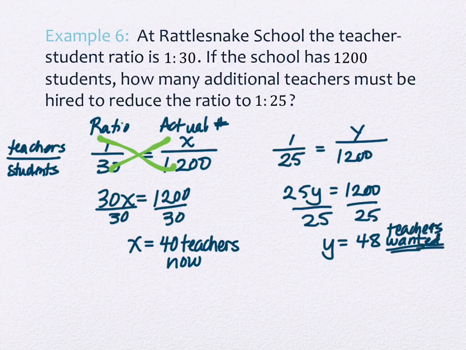Teachers wanted, we'll say. So how many more teachers would I have to add to my school in order to get to that ratio? 8. I would need 8 additional teachers.